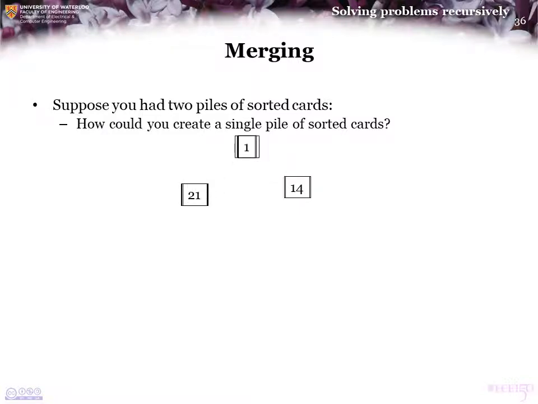and between 12 and 14, I would take 12. Then I would take 14 from the right pile. Then I'd keep taking 17 from the right pile, 21 from the left pile, 23 from the right pile, 25 from the right pile, 30 from the right pile, then 31 and 34 from the left pile, then 42, 47. Oh, and there's nothing left in the second pile, so I can just take whatever's left in the first pile and append it to the end. That's exactly what you would do in the real world.